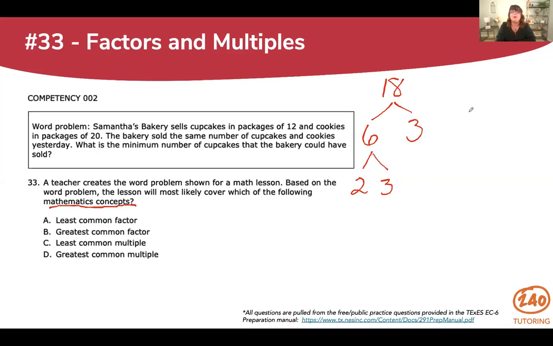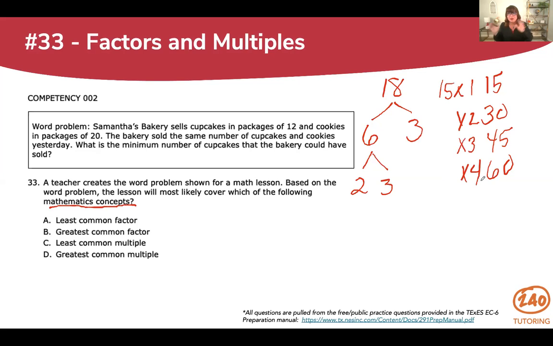Now, a multiple is when we skip count or when we multiply. So let's take the number 15. If I wanted to know all the multiples of 15, I'd skip count by 15. 15, then I have 30, then I'd have 45, and then I'd have 60, and so on and so on. So we'd be looking at 15 times 1, 15 times 2, 15 times 3, 15 times 4. So that's how I like to look at it. Factors, I think of factor trees. Multiples, I think of skip counting by that same number.